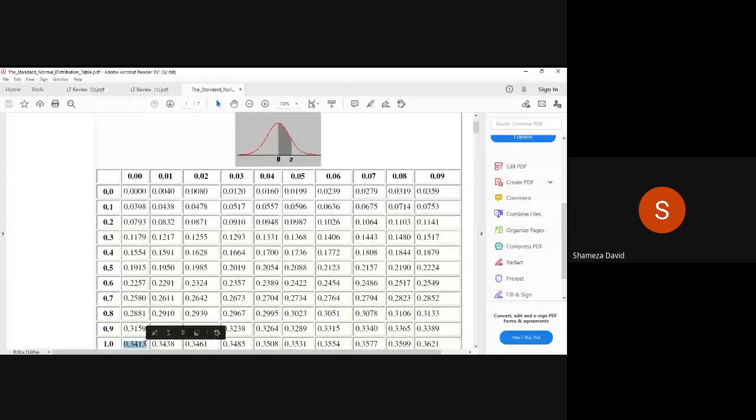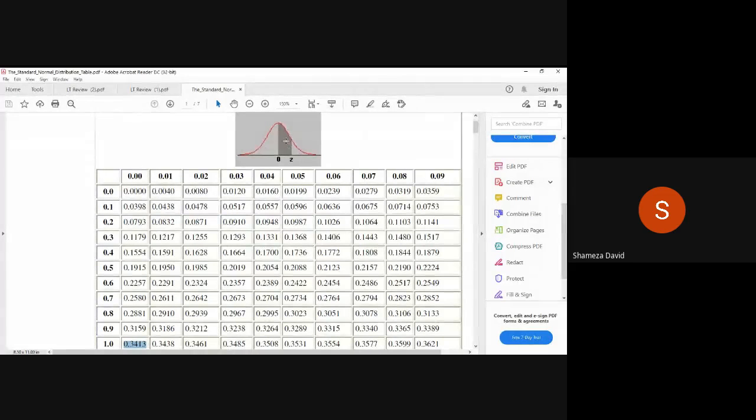0.3413. If it's a positive 1 or a negative 1, it's the same value, because whatever is true on this side of the curve is also true on the other side. It's a symmetric curve, it's bell-shaped. Both sides of the curve are identical. So whatever is true on one side is true also on the other side.